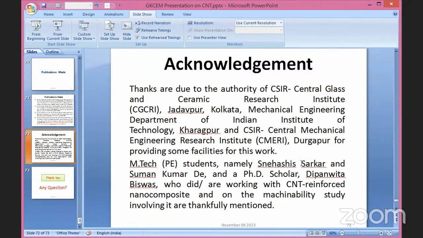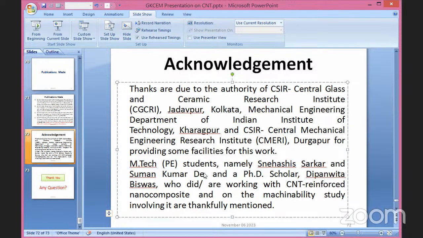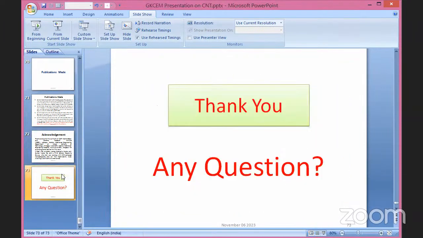Snehashi Sarkar completed MTech quite a few years back, and at present, Suman Kumar De is applying this insert in his MTech project, and Dipannita Vishwas is employing this one in her PhD project work. Thank you for your patient hearing. Any question?